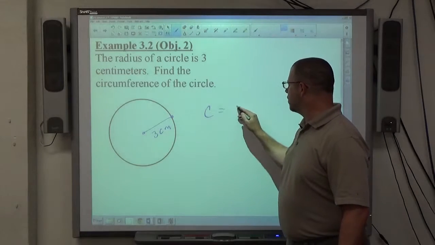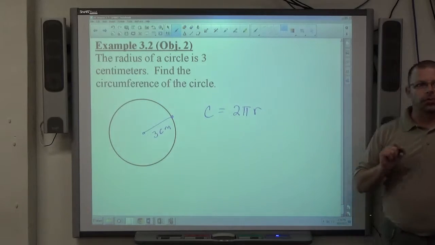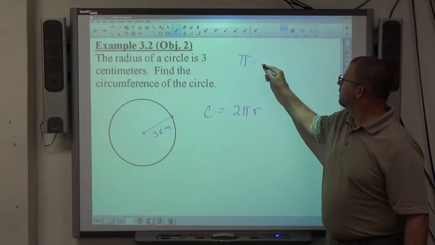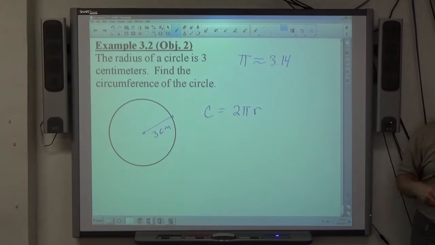The circumference of a circle is 2 pi times the radius. Now I'm expecting you to use 3.14 as an approximation for pi this year. Okay, back to the book, if you check your answers in the back of the book, they use 3.14 as an approximation for pi. I don't want you to leave pi in your answers. I want you to get an approximate value using decimals.